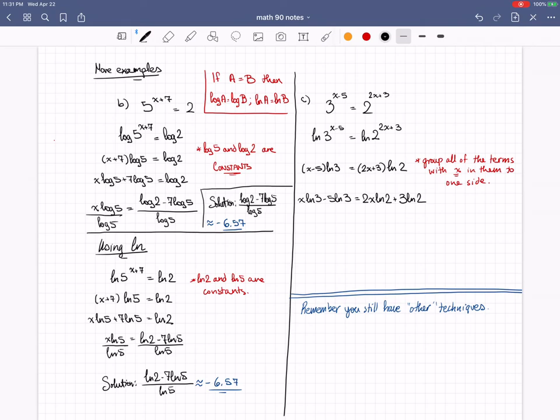Okay. And I'm just going to underline them. Here are the terms that have x's in them. So I want to put them together on one side and put everything else to the other side. How you do this doesn't really matter. So I'm going to go ahead and subtract 2x log 2 from both sides, which will move all of my x terms to the left. And then I'll add my 5 log 3 to the other side to move everything that doesn't have x in it to the right. So here goes.